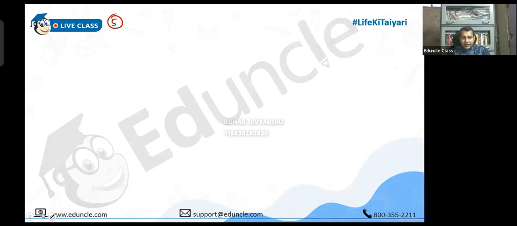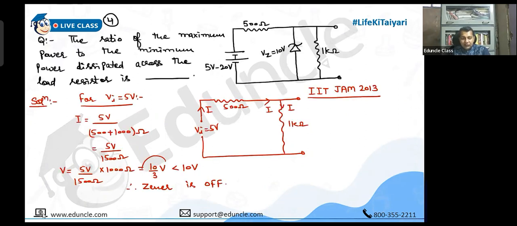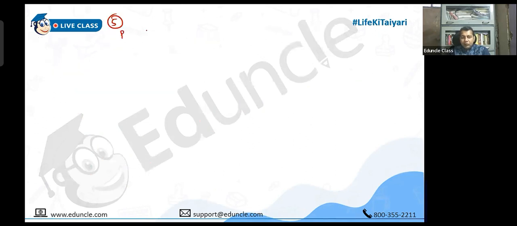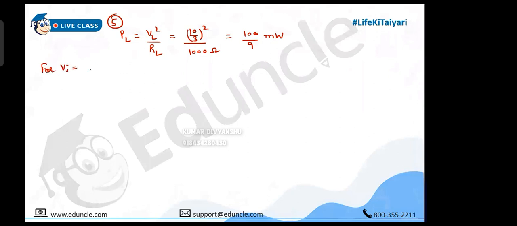Because with the help of this only we can calculate the power. Or you can go for VL. This will be VL. So PL is either VL square by RL or IL square into RL. It is up to you which formula you want to use. So 100 by 9 milliwatt. Please check. It's 100 by 9.